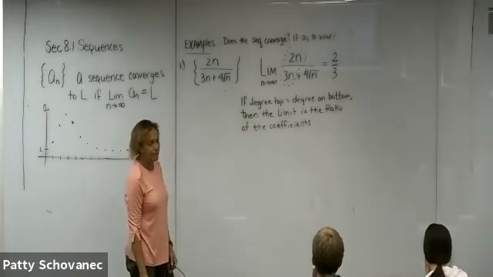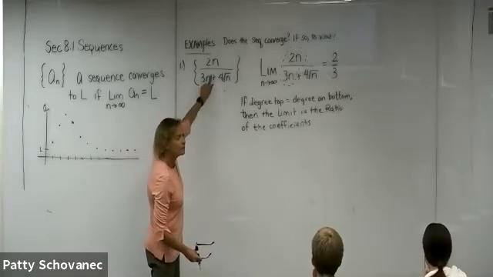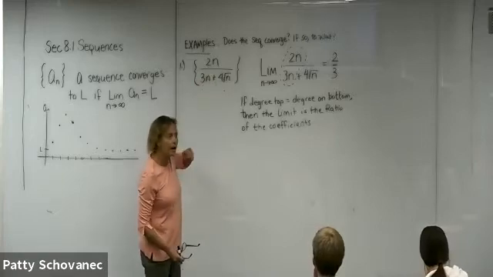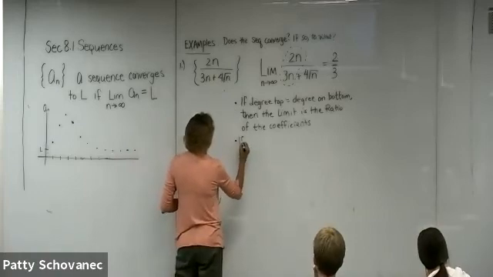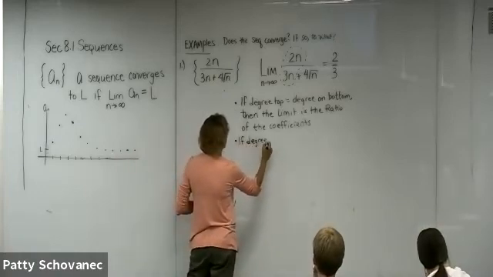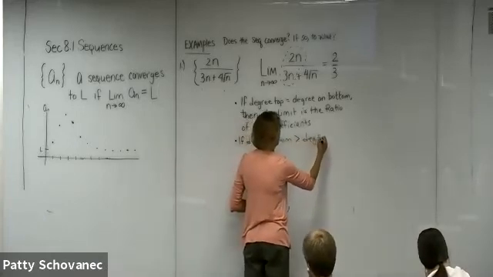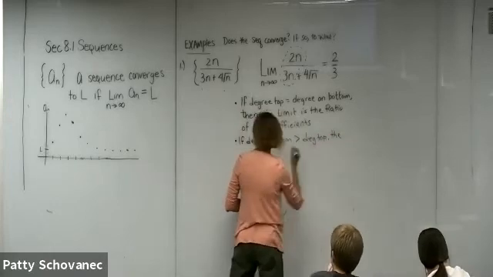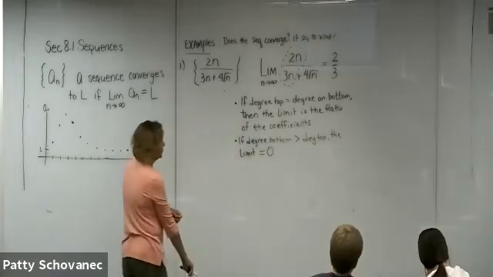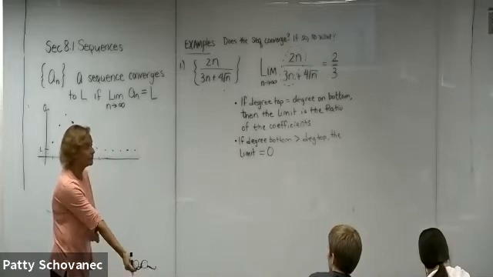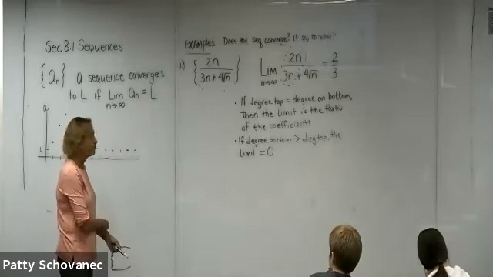What if the degree on the bottom were larger? What if instead of an n here, I had an n squared? Then it goes to zero, right? Then the limit goes to 0. So if the degree on the bottom is larger, then the limit will be 0. And if the degree on top is bigger, then there's not going to be a limit. And the graph will continue to display points that grow and grow and grow.